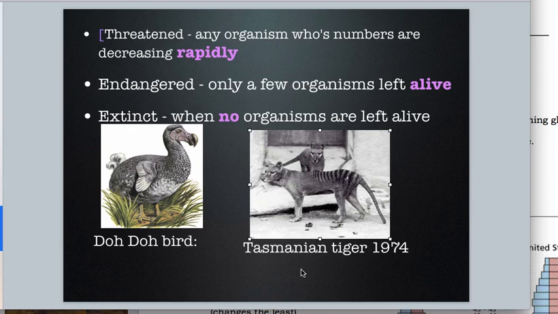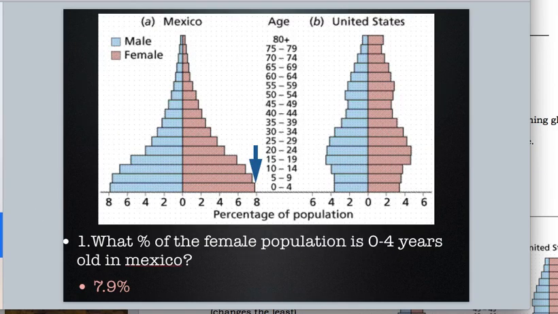This is a Tasmanian tiger. These are the last known pair. The female was the last to die, but in 1974, they have been extinct. There's still people trying to find them in the world, but they've been extinct. So extinct is none left, like Tyrannosaurus rex is extinct. Good thing for us.